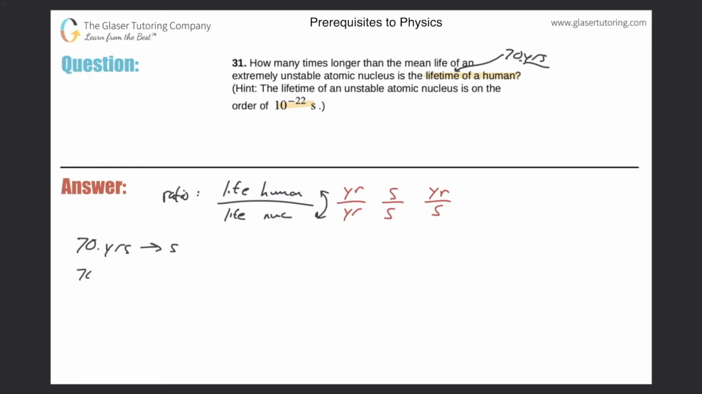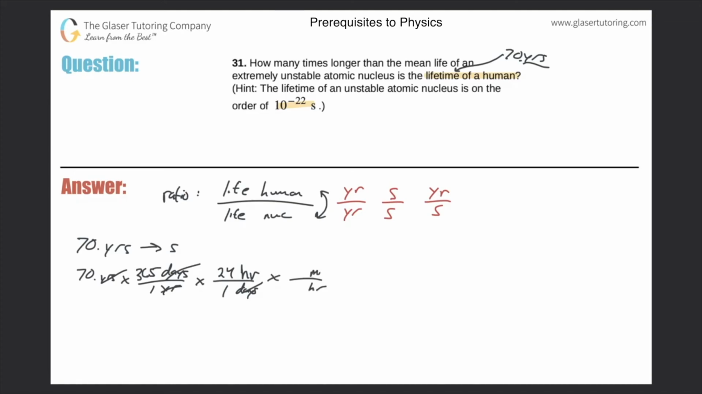So 70 years. We're going to put years on the bottom, and then days on the top. Why? Because I do know this conversion, that there's 365 days in a year. There's really 365 and a quarter, but let's just keep it simple. Then I have to put days on the bottom so that they cancel. And now my next conversion would be to hours, because I know that there's 24 hours in a day. Then hours must go on the bottom so the units cancel.